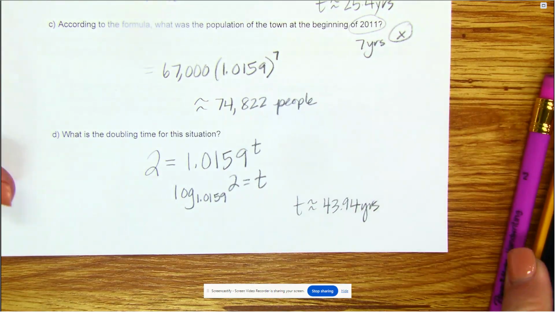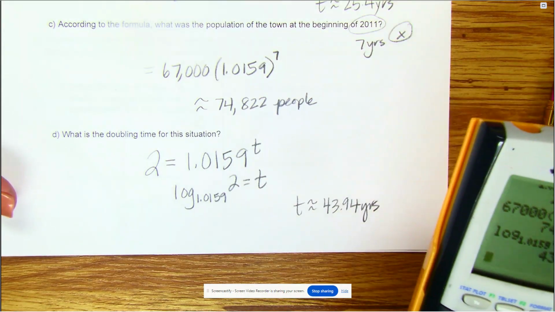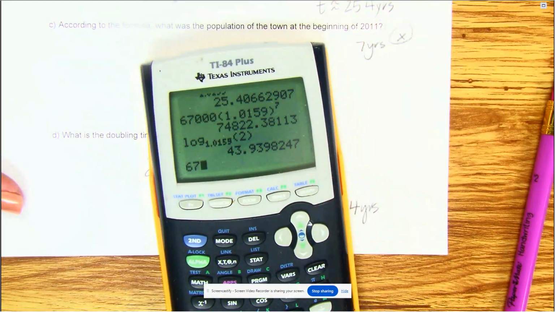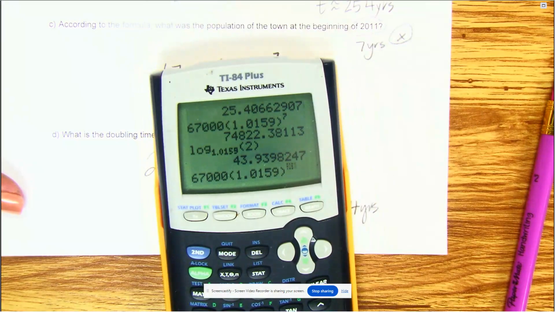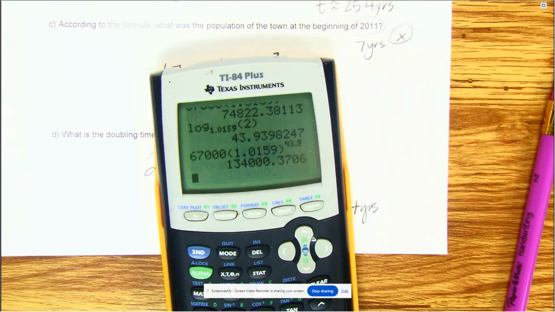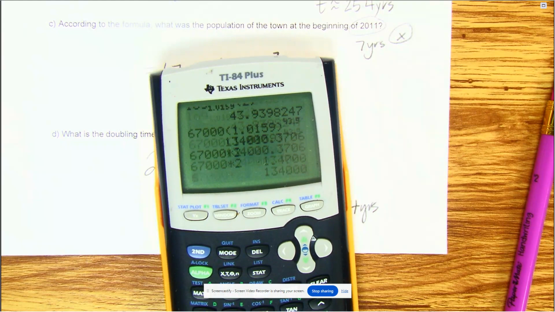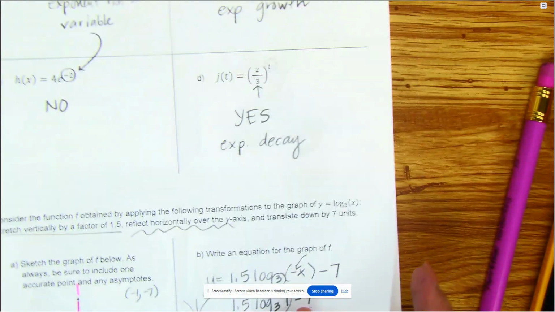And you should make sure, right? Like, if you go 67,000 times 1.0159 to the 43.94, let's double. 67,000 times 2. Yep. Okay. Almost done.